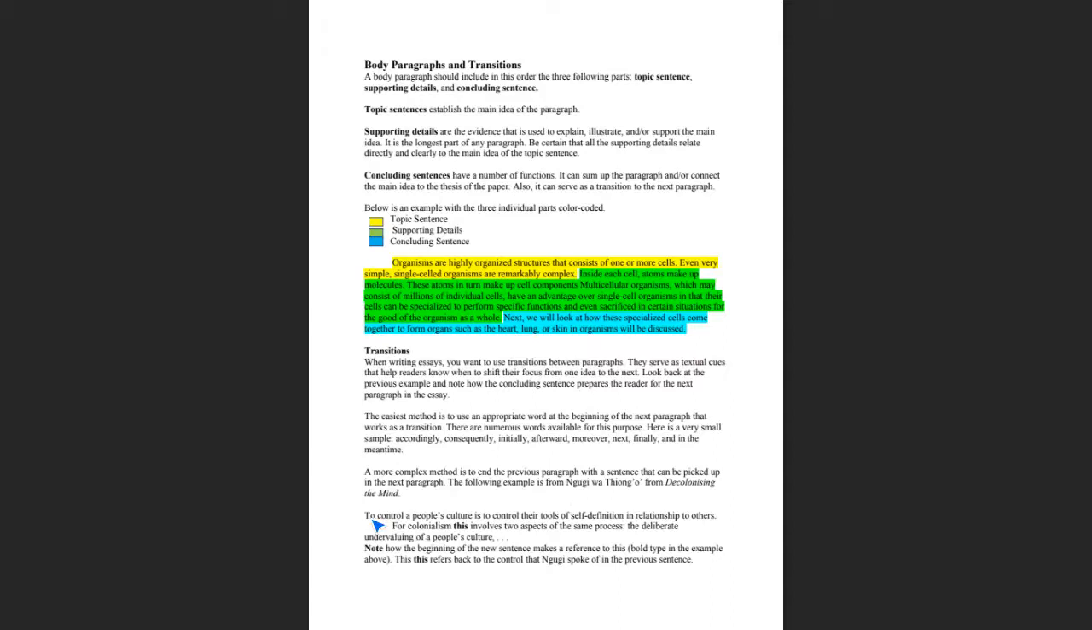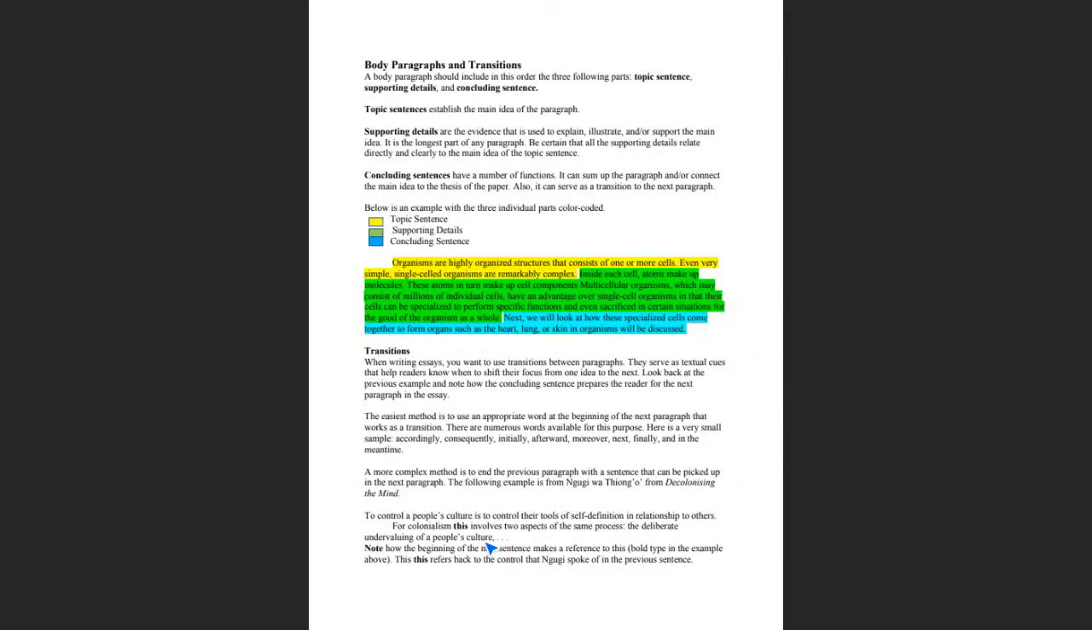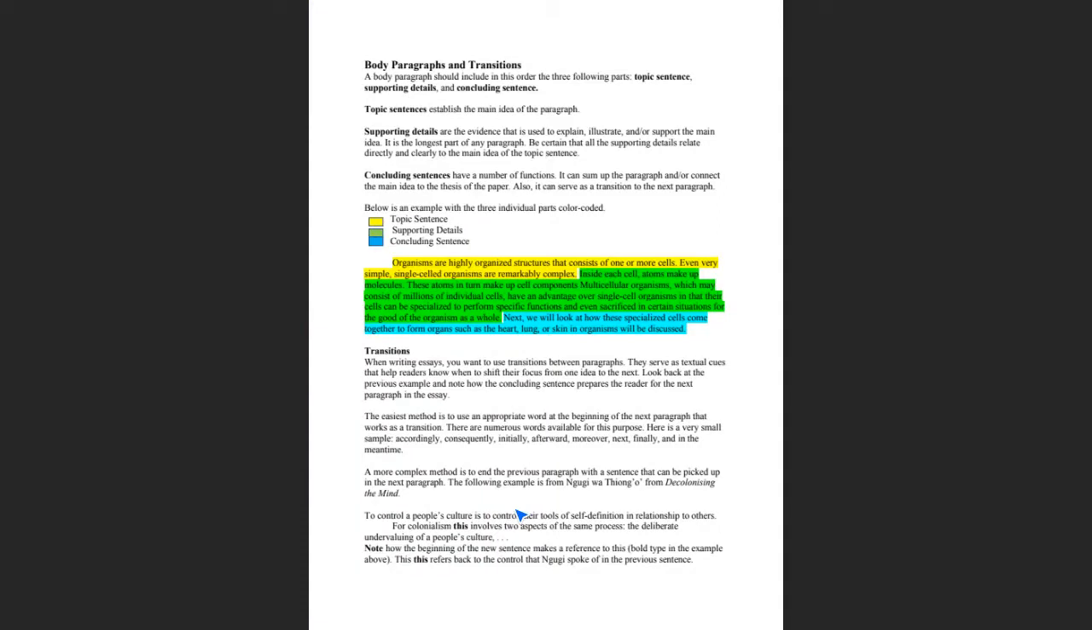So the previous paragraph ends with this sentence: To control a people's culture is to control their tools of self-definition in relationship to others. And then the next paragraph begins with: For colonization, this involves two aspects of the same process, the deliberate undervaluing of a people's culture. Notice how the "this" in the next paragraph refers back to the last sentence of the previous paragraph. That is how you establish that connection between paragraphs and ideas, so it's something that you want to do as well.